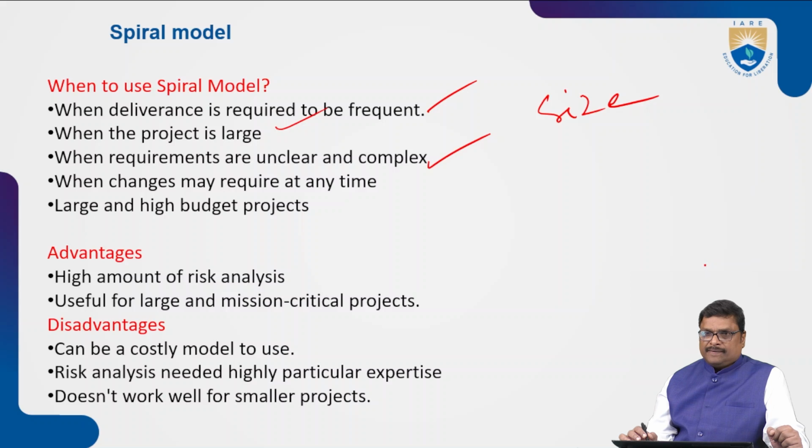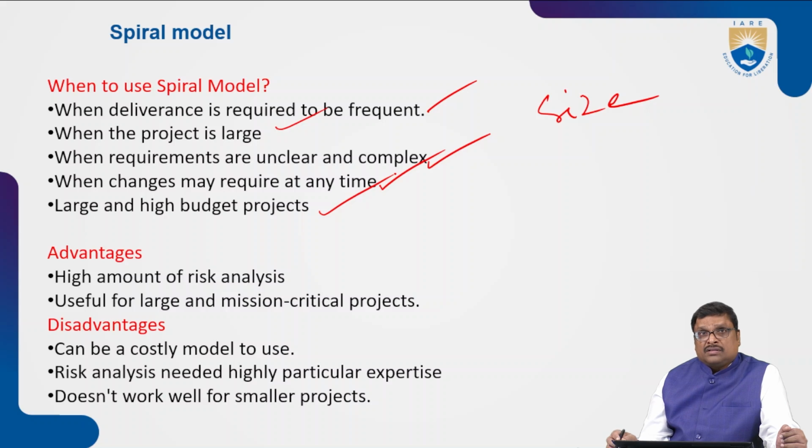How do you classify the complexity of the requirements? That we will discuss in requirement engineering, maybe in the second module. The complexity of requirements may be high, low, or medium, and how to categorize it follows software engineering principles. Then, when changes may be required at any time. Large and high budget projects: when the budget for the project is very high, the spiral model is used.